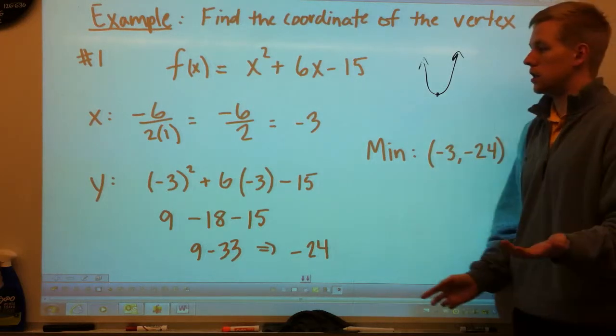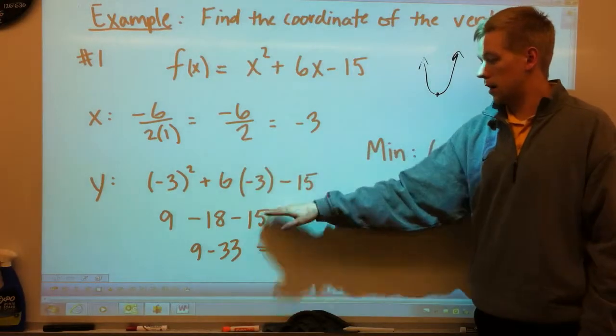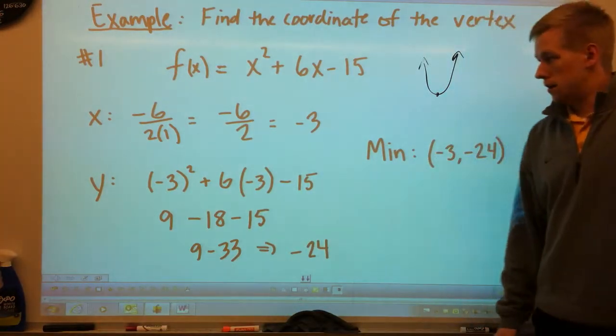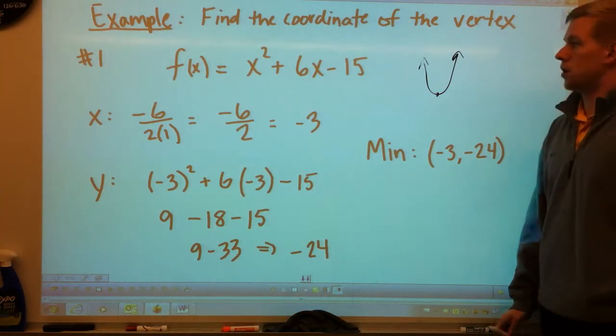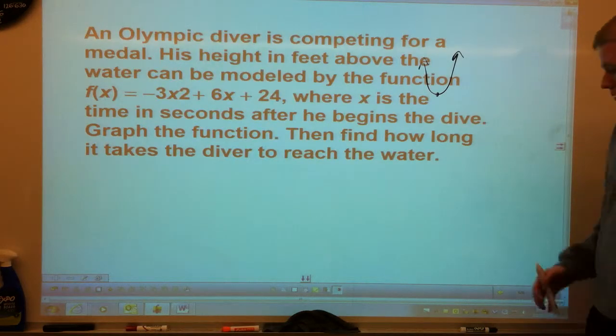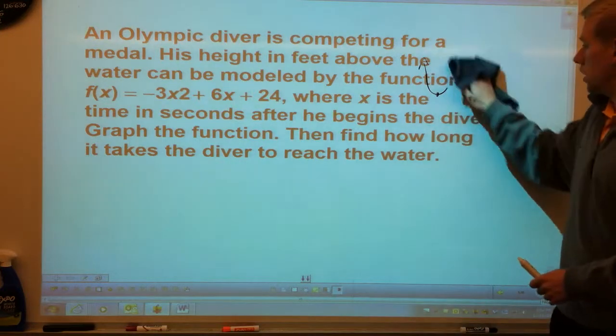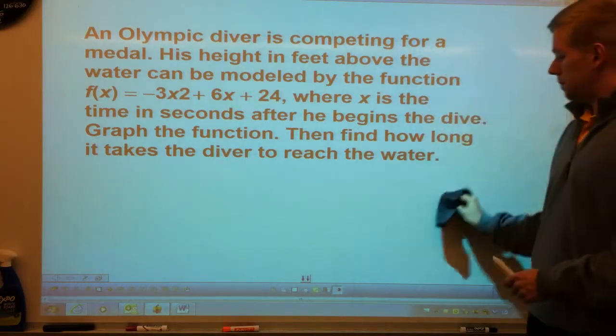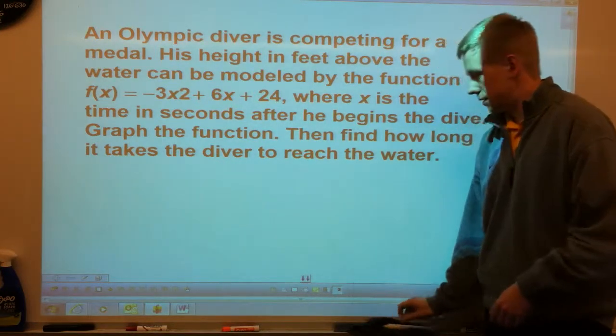So that's how you use the formula to find the x, and then plug it in to find the y, and find your vertex. Alright, so that is finding the vertex. Now, let me erase this. You're going to take time right now to copy this down, and then you're going to answer.